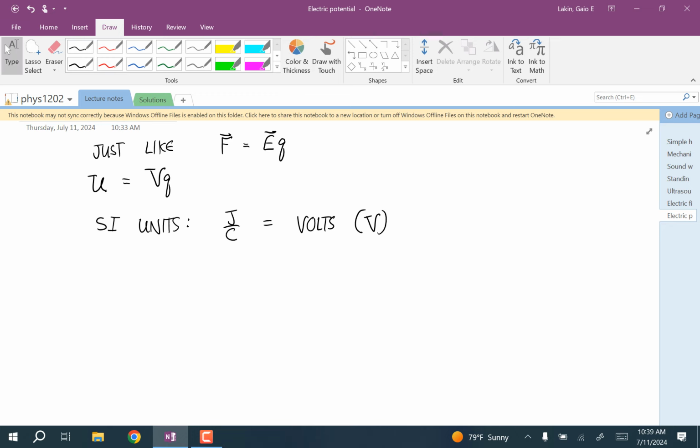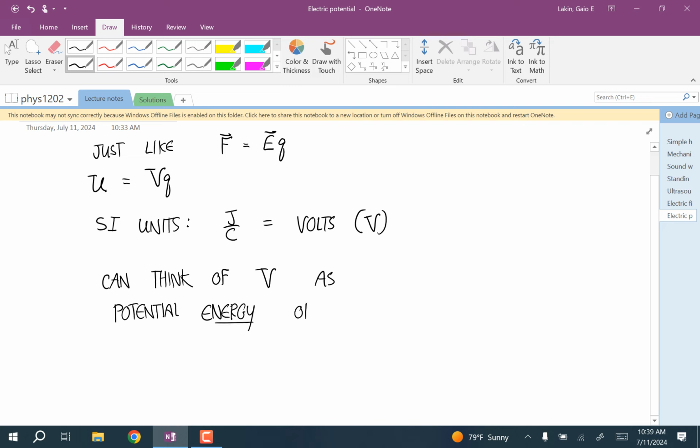If you want a way to visualize what the electric potential is, you can always think of the electric potential as the potential energy of a positive 1 coulomb charge at that location.